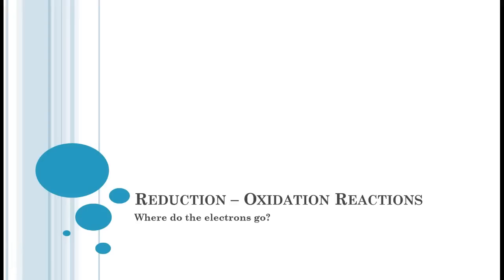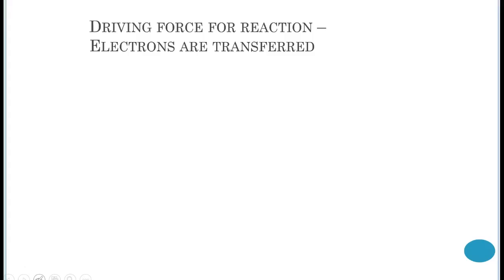Okay, so our last unit deals with a type of reaction that we have talked about a little bit in the past. We're going to talk a lot more about it now, and it's referring to oxidation reduction reactions, and it talks about how the electrons get transferred. So if you remember, one of our driving forces, we had 3 of them in the past.